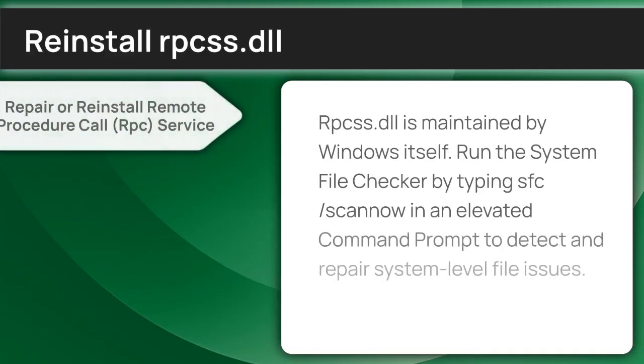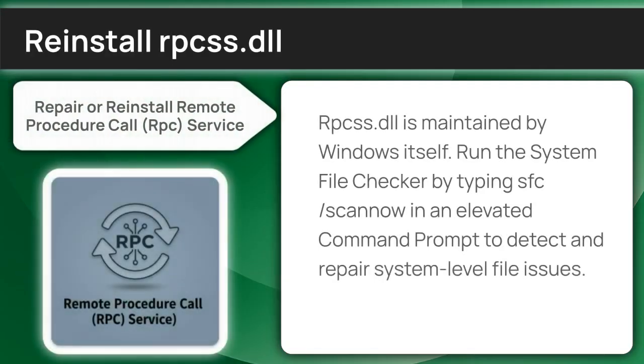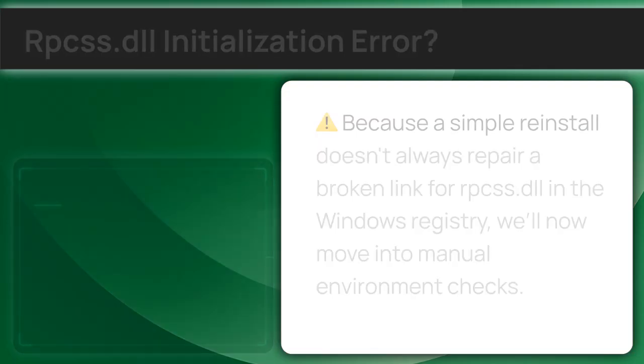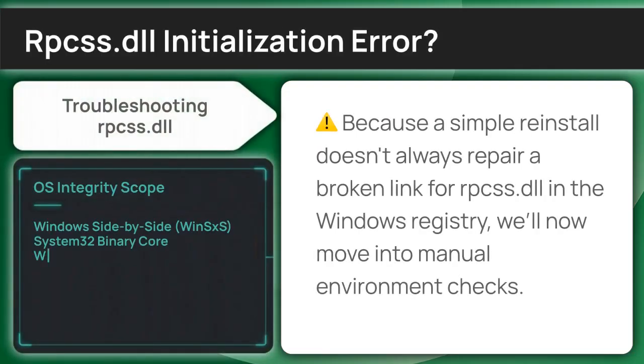RPCSS is maintained by Windows itself. Run the system file checker by typing sfc /scannow in an elevated command prompt to detect and repair system-level file issues. When a standard software refresh isn't enough, we need to bypass the automated installers and look at manual system state resets.